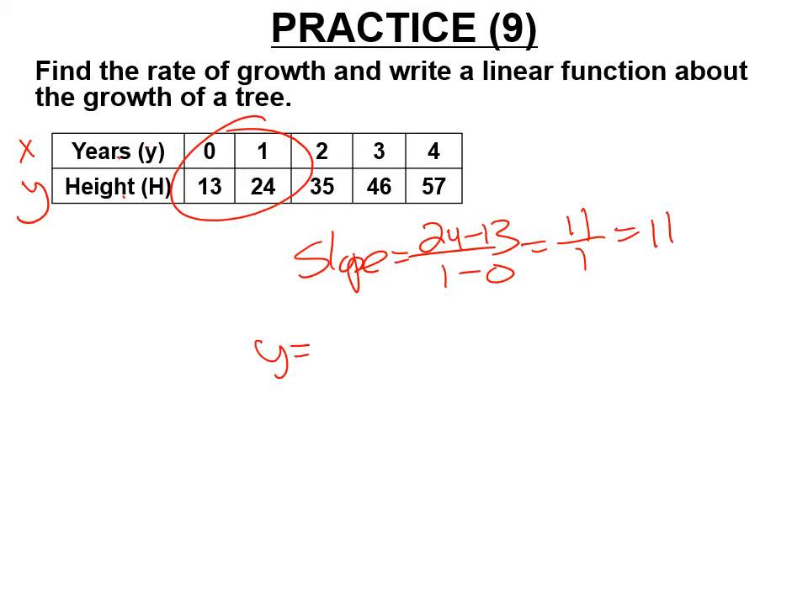So y equals 11x plus b. The y-intercept is already there, so we don't even need to pick a point. So we're going to use h of y equals 11y plus 13, because the y-intercept is there. That's the y-intercept. The x-coordinate, even though it's called y, is 0, 13.